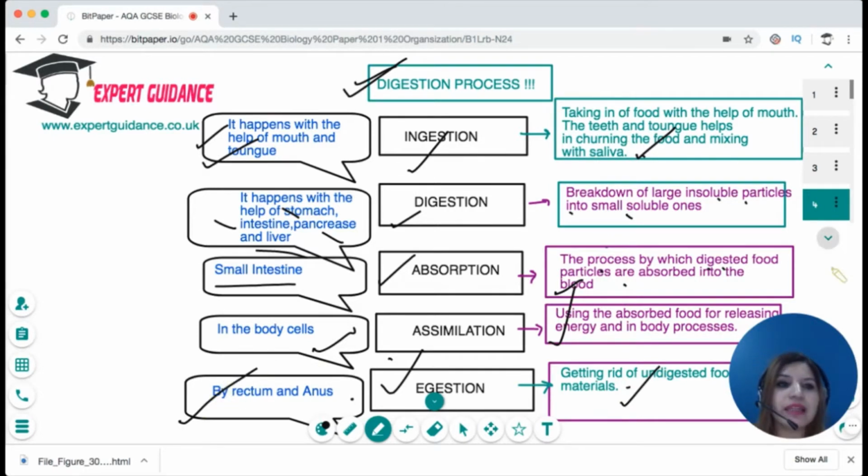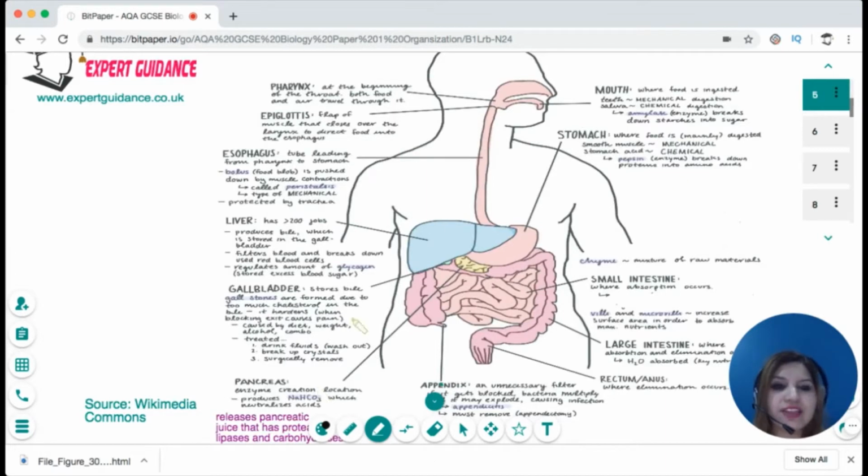Okay, now let us quickly summarize this entire digestion process. It starts with the mouth, where food is ingested, mechanical digestion starts, and amylase is mixed in, which starts to break down the starch into sugars. Then comes the pharynx, which is at the beginning of the throat, and both food and air travel through it. Then there's a small flap called the epiglottis. The epiglottis is a flap of muscle that closes the windpipe so that the food does not get into the windpipe, and it directs the food into the esophagus.